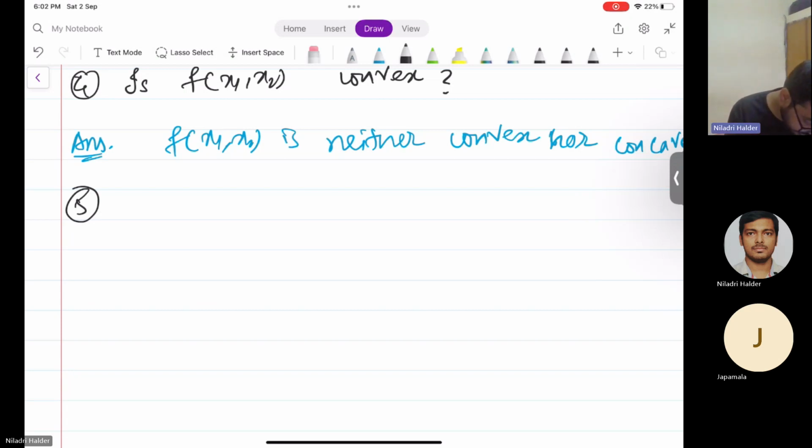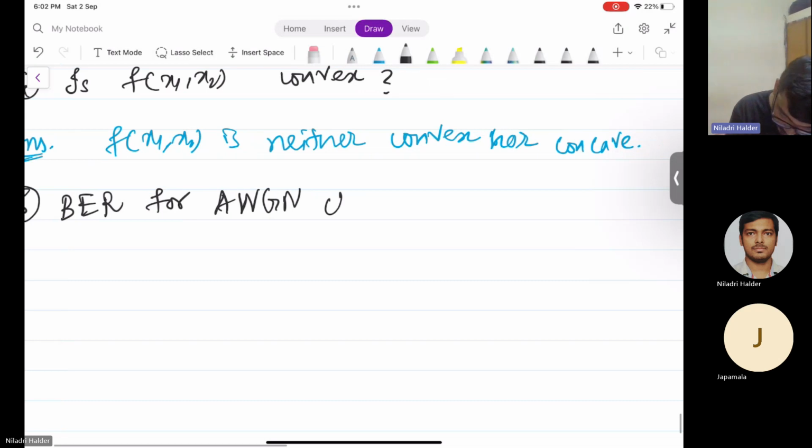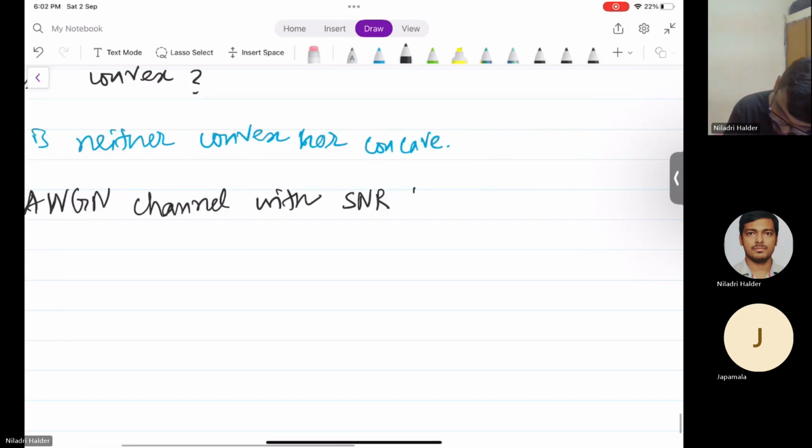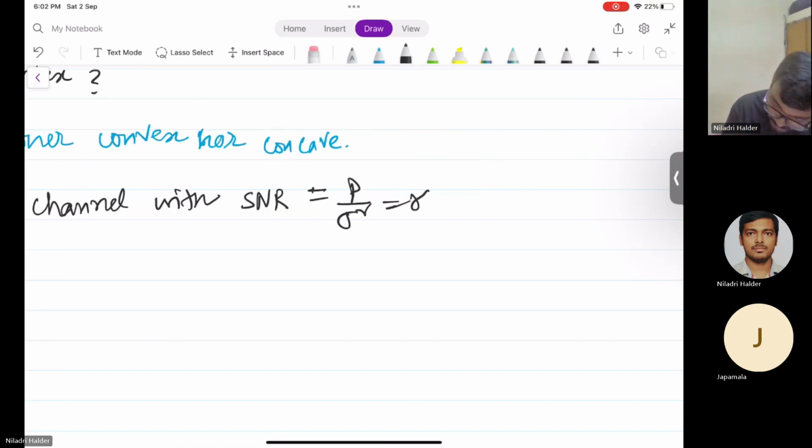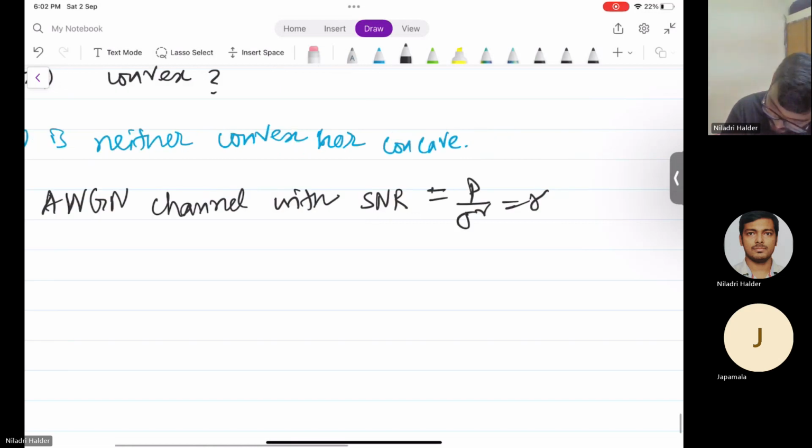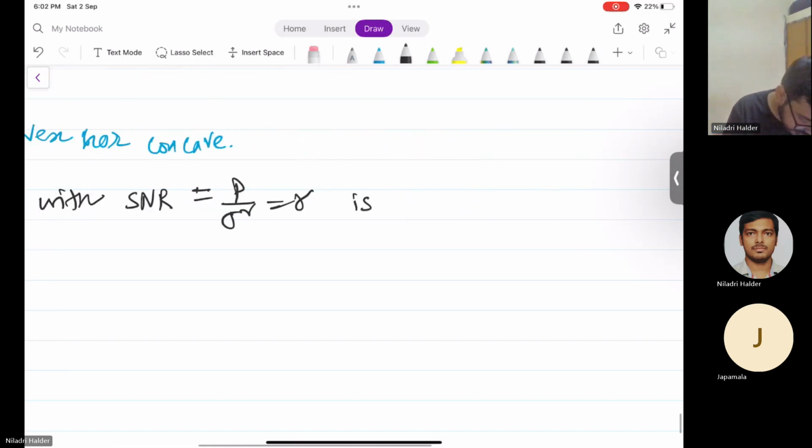Now the next question is B here. For an AWGN, additive white Gaussian noise channel, with SNR equal to P by sigma square equal to gamma, the error probability is Q of root gamma. Okay, so prove that.